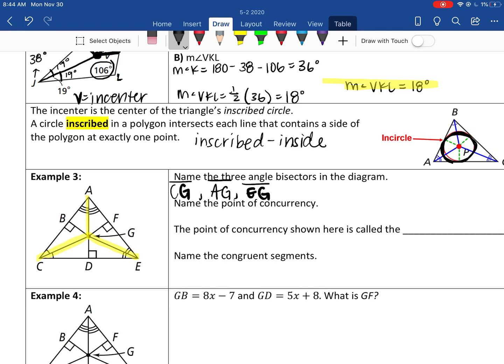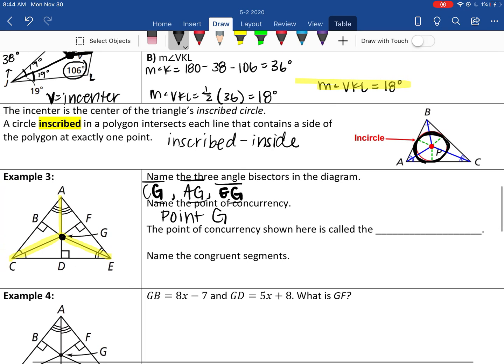Okay, so those are my 3 angle bisectors, and the reason I know that is they come from the angles and they bisect those angles. Now we want to name the point of concurrency. Well, where all those meet or all that they have in common is G. So my point of concurrency is point G.